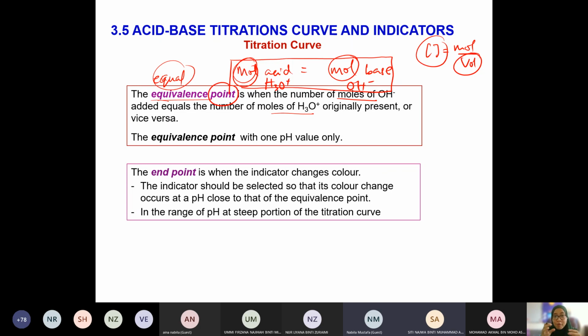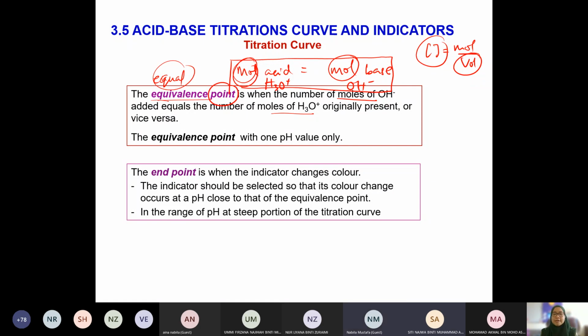And don't forget, the moment they neutralize, it will produce salt. Okay, so it will produce salt. Good. They neutralize the base, it will produce salt. So at equivalent point, there's no acid, there's no base, but what we have is only the salt. So the pH at equivalent point is actually the pH of the salt. Okay, ini yang application of salt hydrolysis yang you baru belajar yesterday.